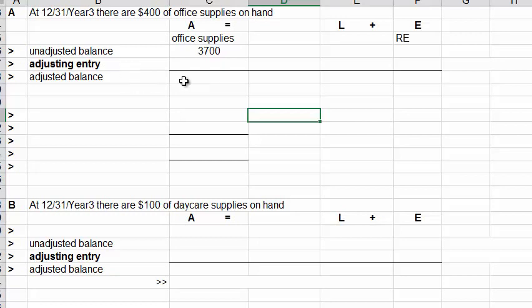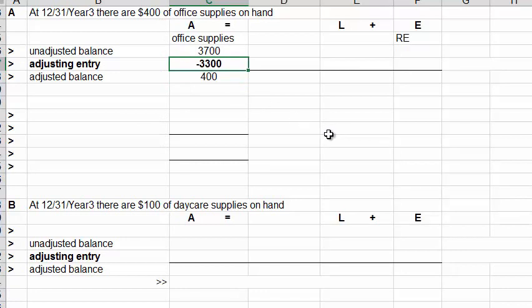Well, what do we know here? Here we know that the adjusted balance, the correct balance, the balance that we want to have on our balance sheet for office supplies under assets, is $400. That tells us that our adjusting entry needs to be a decrease to the office supplies account of $3,300.